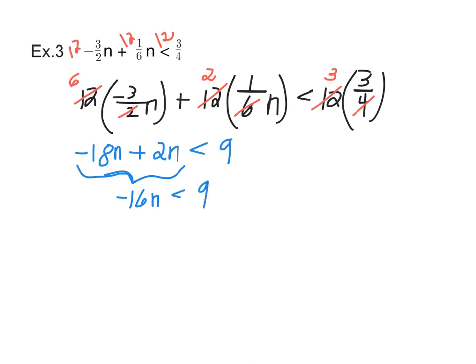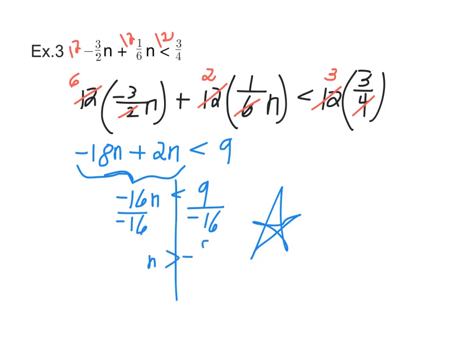And to finish, I'm going to divide by negative 16. So you have to think to yourself, did I multiply or divide by a negative here? And the answer is yes. So we're going to have to change the sense of the sign or flip it the other way. It's currently a less than, now it's going to be a greater than. The answer is n is greater than negative 9/16. Or more formally, the answer is n such that n is greater than negative 9/16.